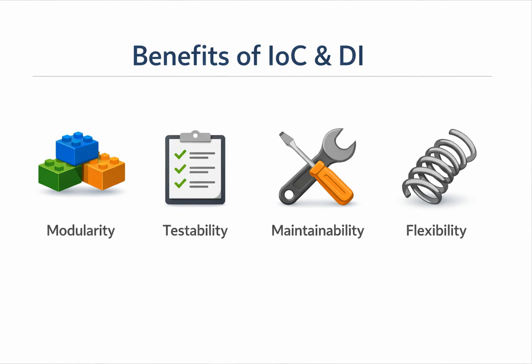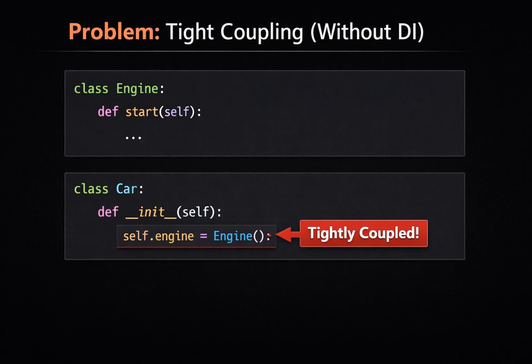Both IoC and DI offer significant advantages. First, modularity. Components are less coupled, making them easier to develop, understand, and reuse independently. Second, testability. It becomes much simpler to mock or substitute dependencies during unit testing. Third, maintainability. Changes to one component have less impact on others. And finally, flexibility and extensibility. It's easier to swap out different implementations of a dependency without altering the core logic.